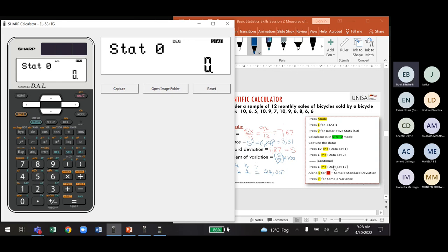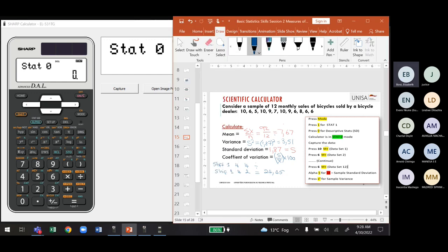Now, in order for us to capture the data onto our calculators, these are the steps for a normal Sharp calculator, because it has an M plus. Those with a financial calculator, instead of M plus, you're going to press the E and T button, the enter button. There is an E and T button there. That's what you're going to be pressing, the enter button.